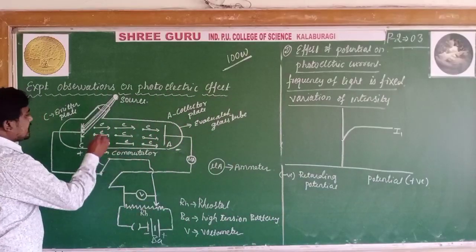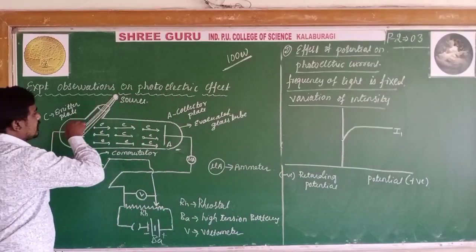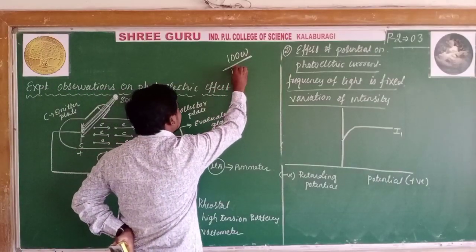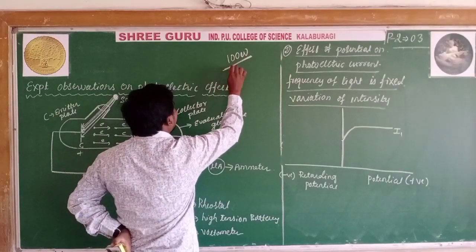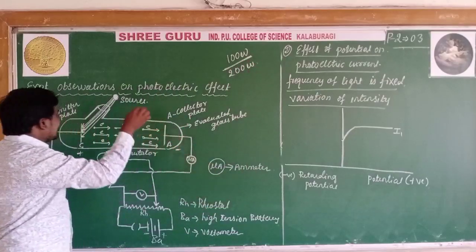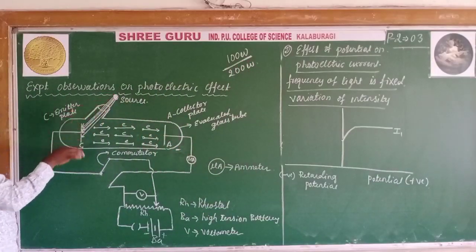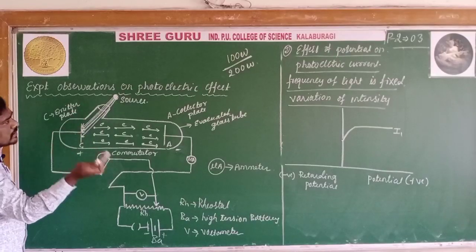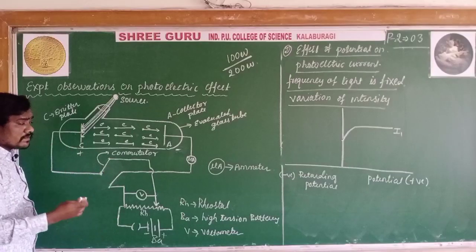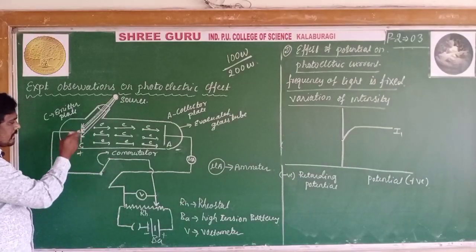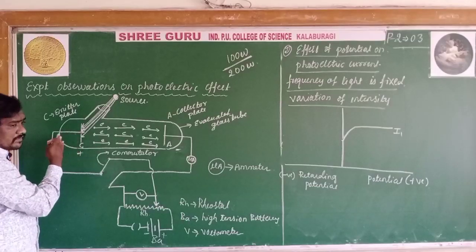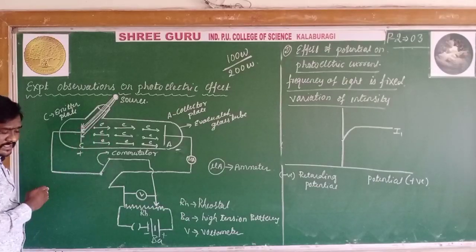Now I am considering that the amount of incident light is increased in the form of intensity. Initially it is 100 watt, now it is increased to 200 watt. Intensity of light increases, that is 100 to 200 watt. The number of emitted electrons also increases. On this particular cathode plate, the emission of electrons also increases.